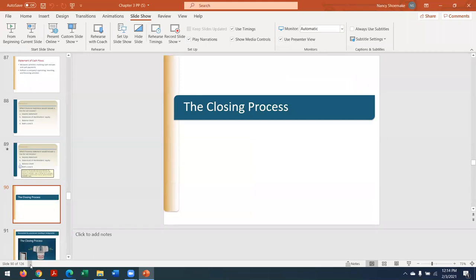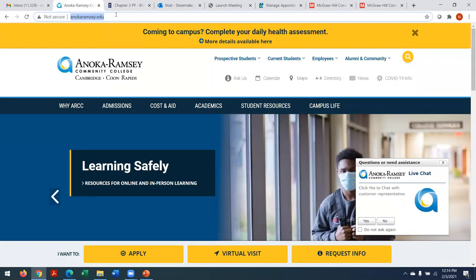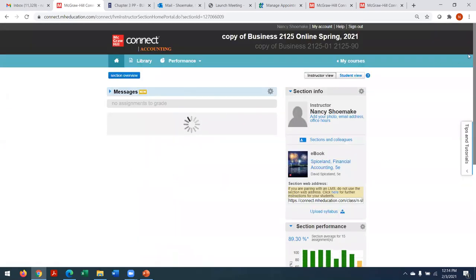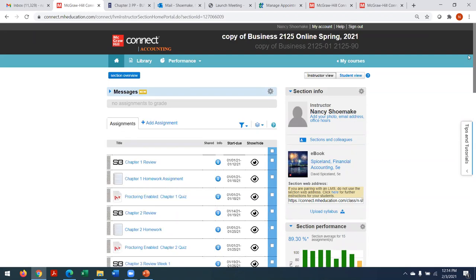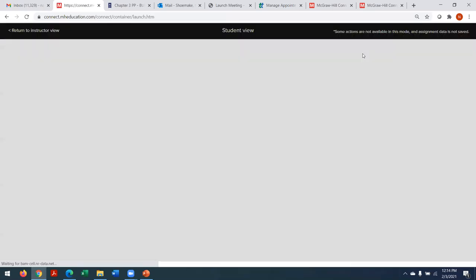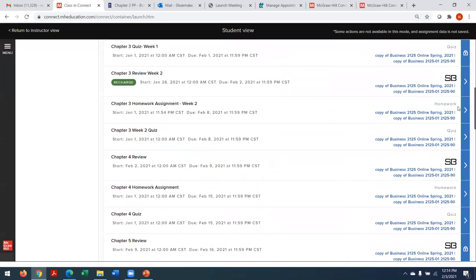Moving on. Now, we are going to prepare financial statements. And actually, what I'd like to do right now is let's do a problem that shows us how we go about preparing the financial statements. So let's go in here and let's find a problem. Let me just do one of our homeworks, okay? So let's say we start with this homework.